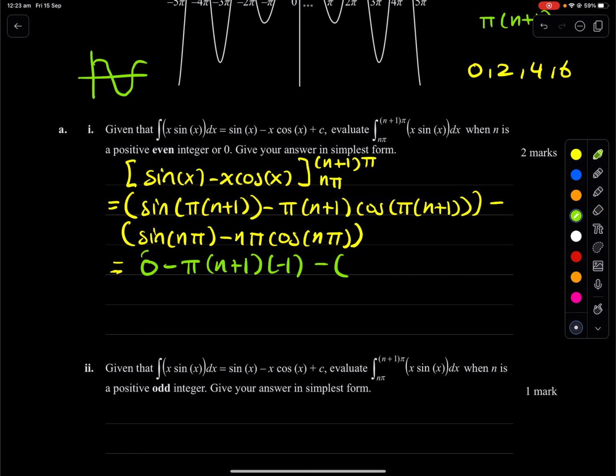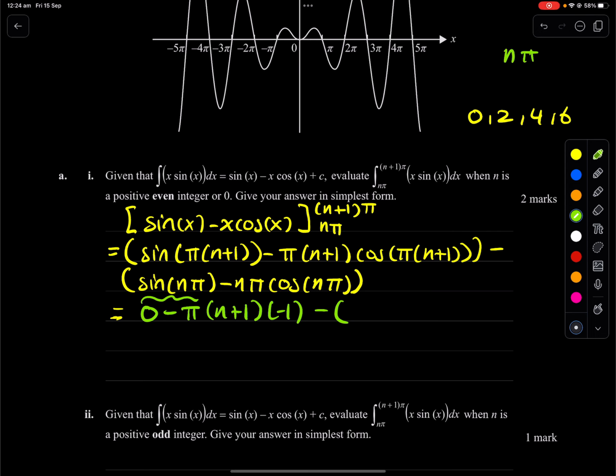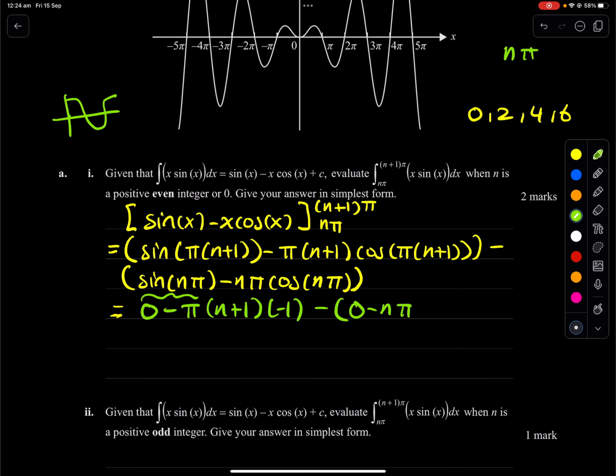So now the next one is sin n pi. Let's look at the difference. If we sub in 0, it's just 0. What about if we sub in 2? So 2 pi is still 0. So for sin n pi, it's 0, minus n pi. Now let's try cos n pi. If we sub in 0, it's 1. If we sub in 2, it's 1. So it's always 1.